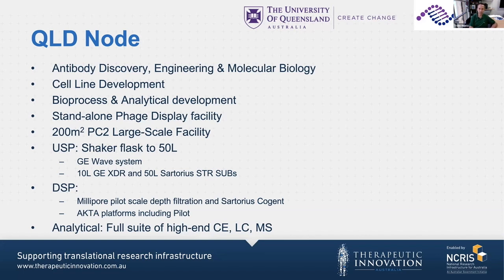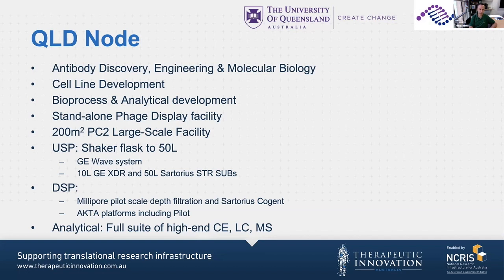We focus both on the bioprocess side, but also on the analytical development side, so both the production and characterization. As part of the antibody discovery part of the work, we do have a standalone phage display facility allowing for antibody discovery. That's actually based in a separate building to keep all of the phage activities separate from the biologics work that we do. In terms of the actual facility, we have general lab space, but we also have 200 square meters of PC2 large-scale facility, which is completely segregated from all the rest of the lab space here at AIBN, airlock-based entry, separate access controls, etc.